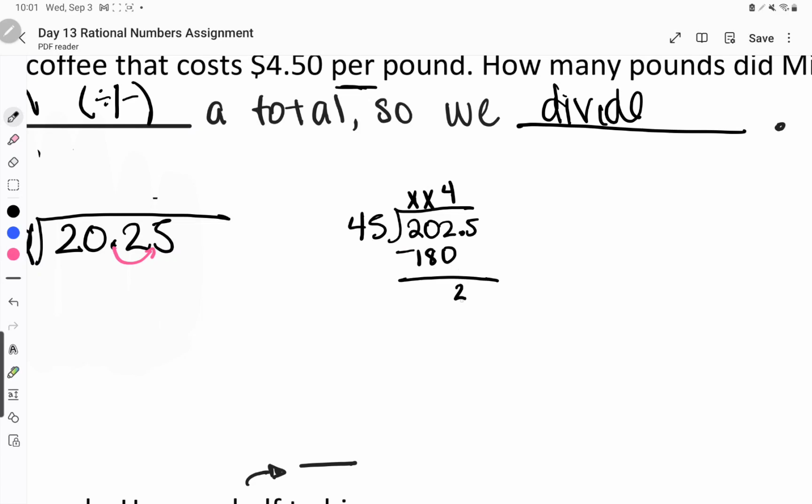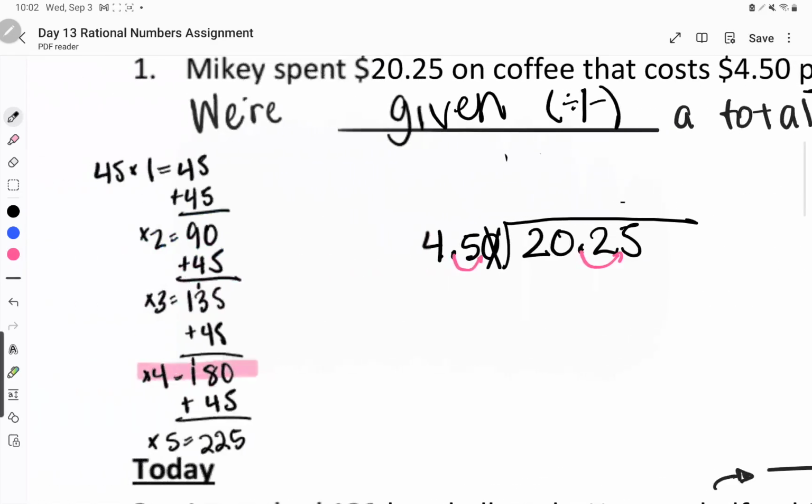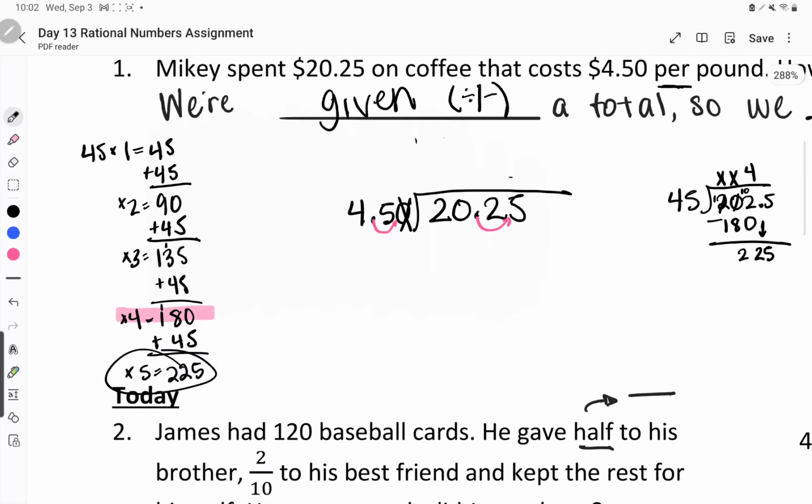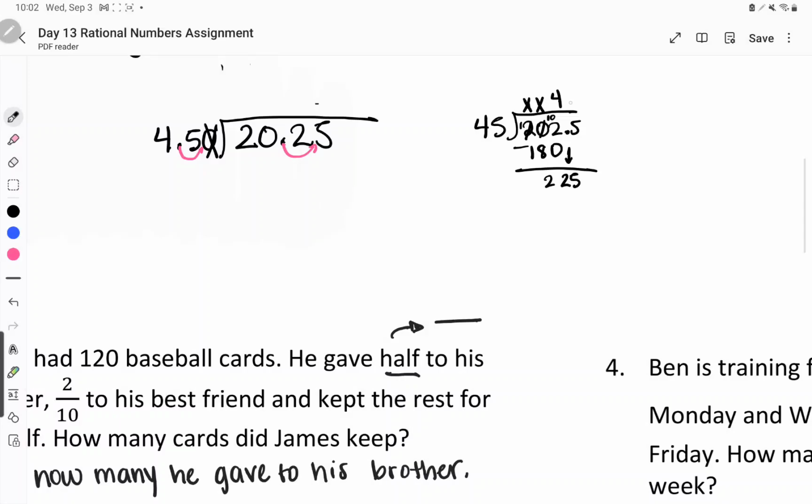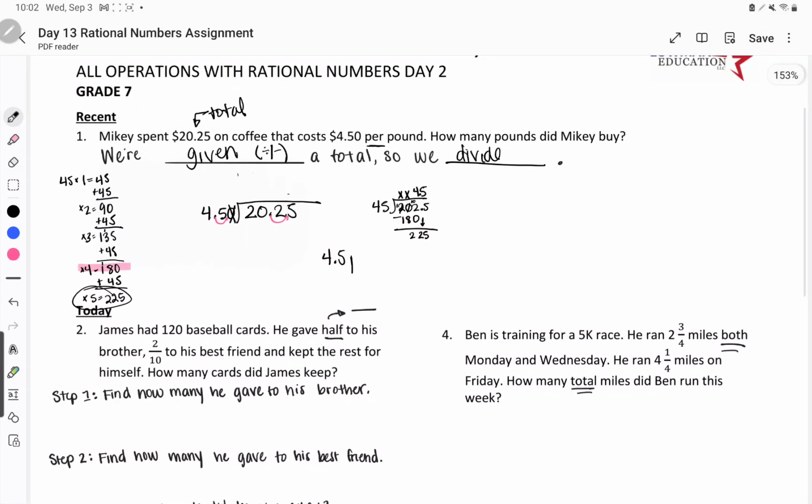2 minus 0 is 2. This 0 will turn into a 10, so that 2 will turn into a 1, and then 10 minus 8 is 2, and drop down your 5. And then how many times does 45 go into 225? Well, that works out perfectly with 5. So the answer is 4.5 pounds.